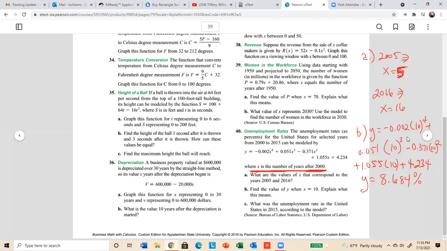Okay, part C, what was the unemployment rate in the United States in 2015? So again, 2015 is going to correspond to x being equal to 15. So just like I did in part B, instead of plugging 10 in, I'm going to plug 15 in. So if you plug 15 in, you are going to end up with y equaling 7.459%. And there you go.